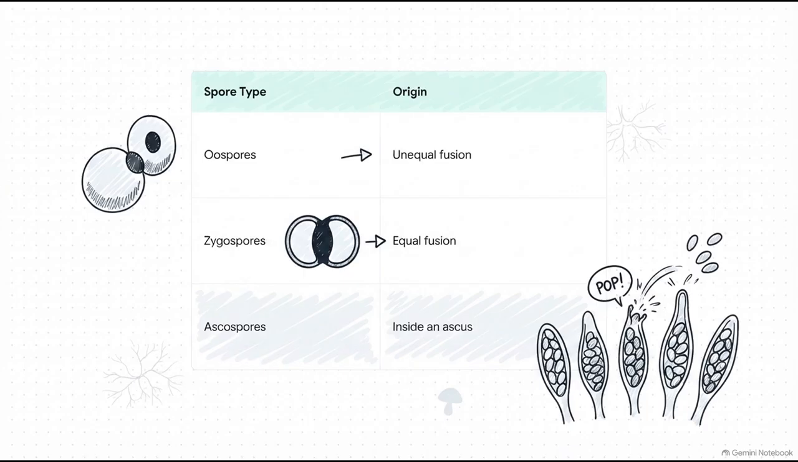And what does that biological assembly line produce? Well, it yields incredibly diverse sexual spores. You have oospores, which come from the unequal fusion of gametes. You have zygospores, characterized by the fusion of 2 perfectly equal sex organs. And then you have the fascinating ascospores. These develop tightly packed inside a tiny cylindrical sac called an ascus. What is truly amazing about these ascomycetes is how they release their spores. They actually build up internal turgor pressure until the tip of the sac explosively breaks down, forcibly ejecting the spores into the air in a microscopic squirt.